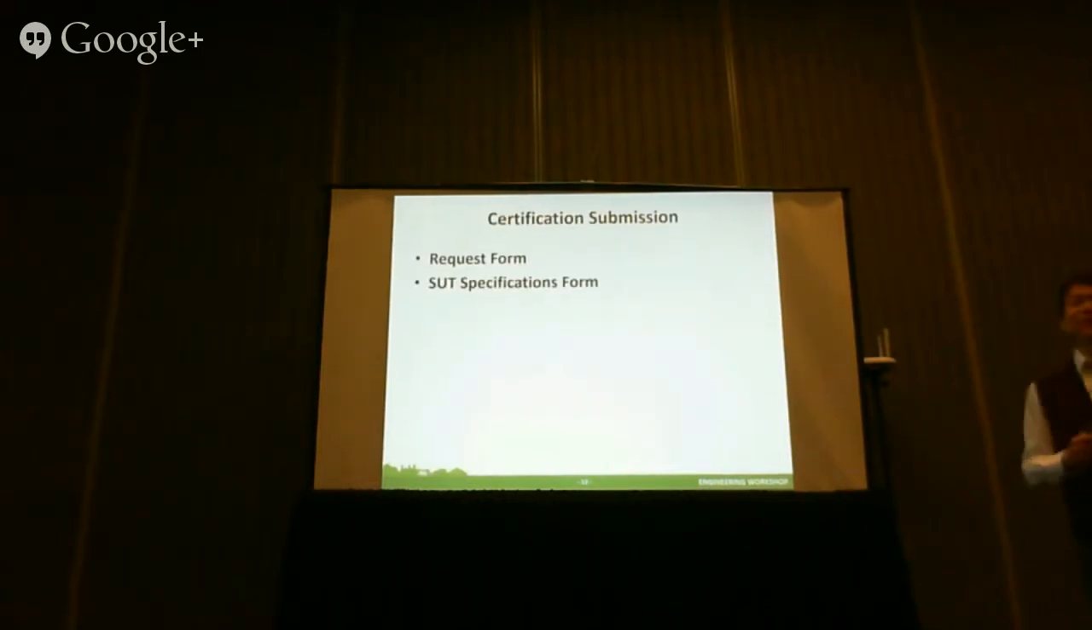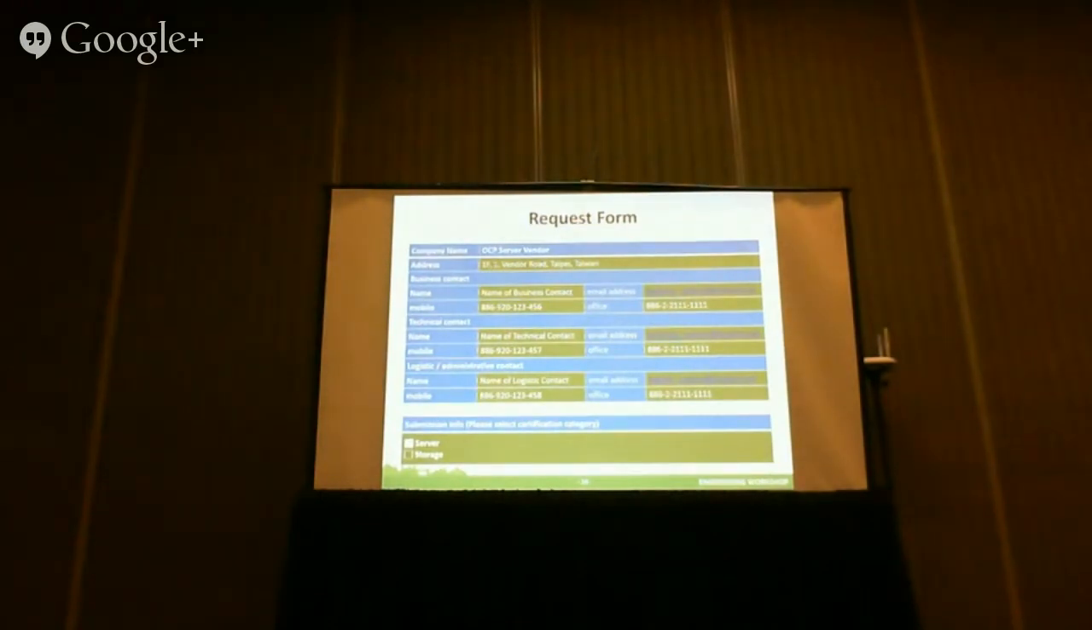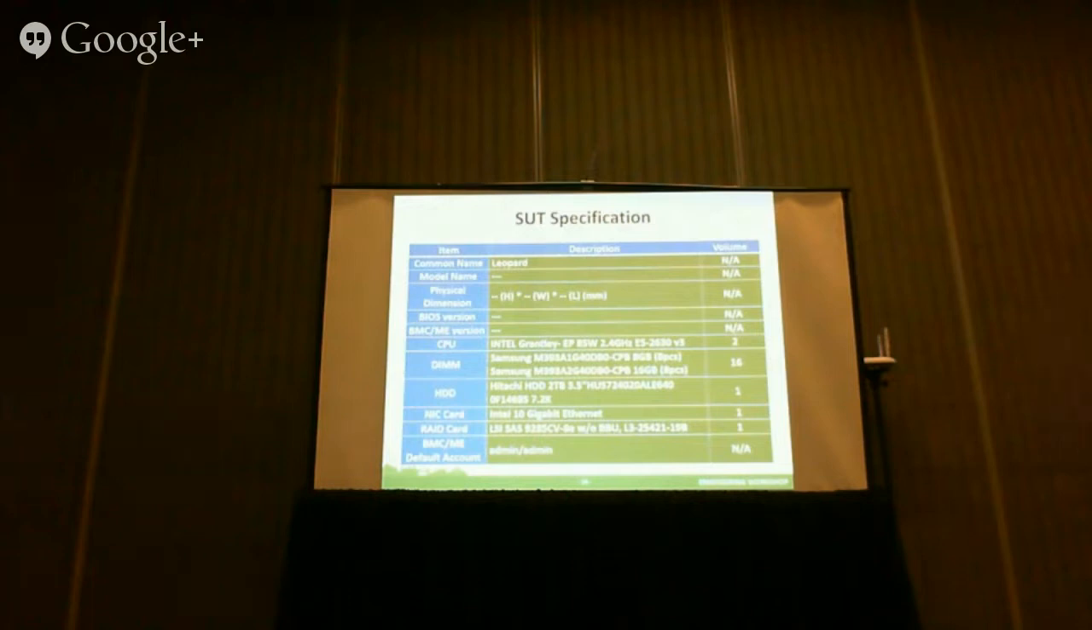In the certification submission, we have some information that the vendor should provide in advance, which we need in the certification process. We have the request form, and we have the SUT, the system under test, SUT spec form. So the vendor will fill in these forms and go through the certification process. Basically, for the request form, they just submit their contact. After we receive this, we will contact them to come up with the SUT spec.